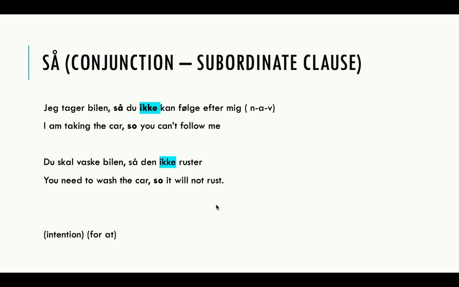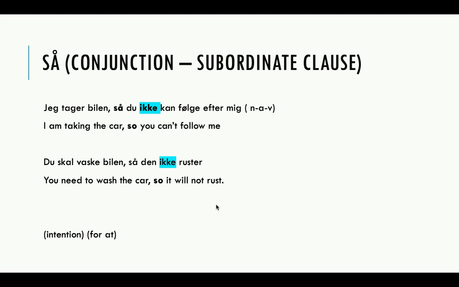Now we have the second usage of så. Here så means "so". "Jeg tager bilen, så du ikke kan følge efter mig." I'm taking the car, so you can't follow me. In this case the phrase means that the subject is doing something with an intention. So he's taking the car with the intention of you not following me. "Jeg tager bilen, så du ikke kan følge efter mig."